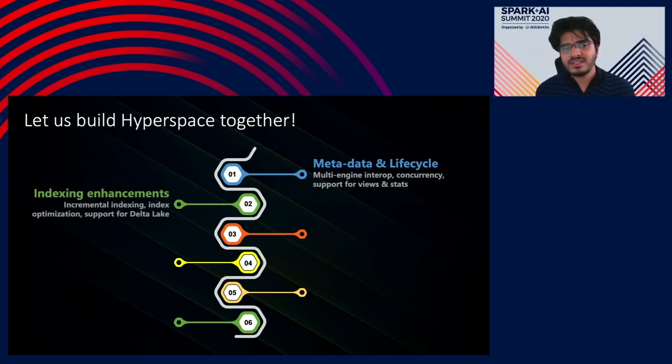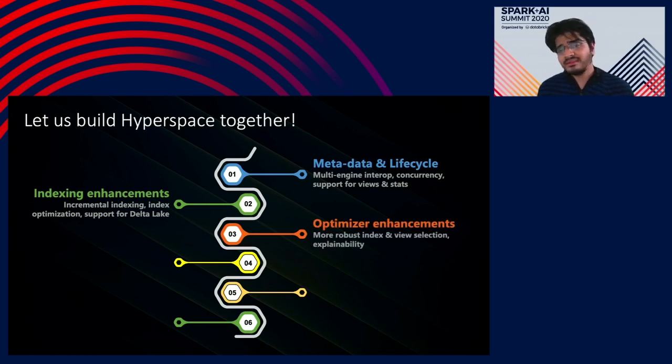The second area of investment is indexing enhancements. Well, what we demonstrated today is indexing over immutable data sets or static data. How would we do the same thing for incremental indexing? What are the things that will change? What are the performance implications? How would you add support for updatable structures like Delta Lake or Uber's Hoodie, for instance, right?